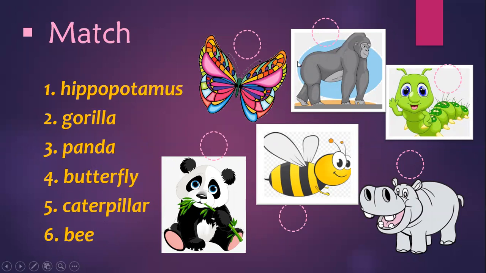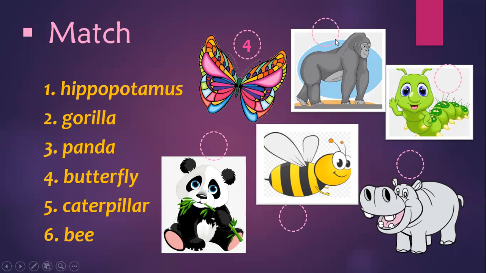So look, this insect. What is this? Look, its color. What is that? Exactly, butterfly. So look here, number 4, butterfly. Now look here, the butterfly can fly.